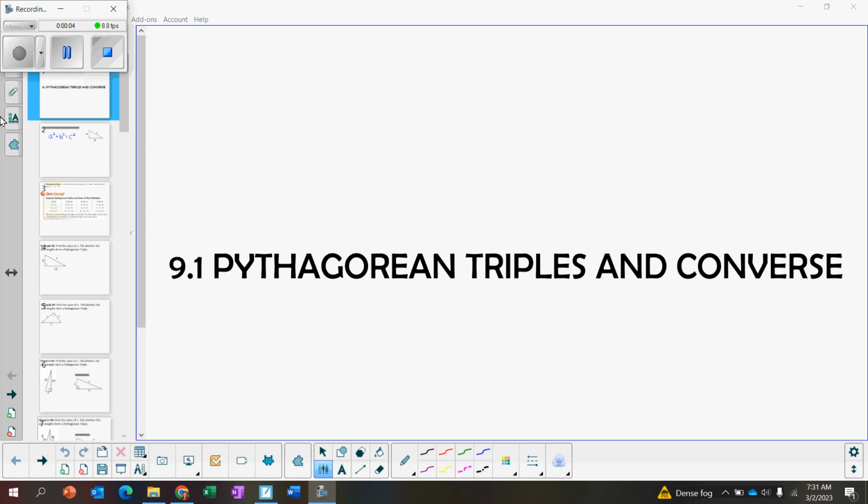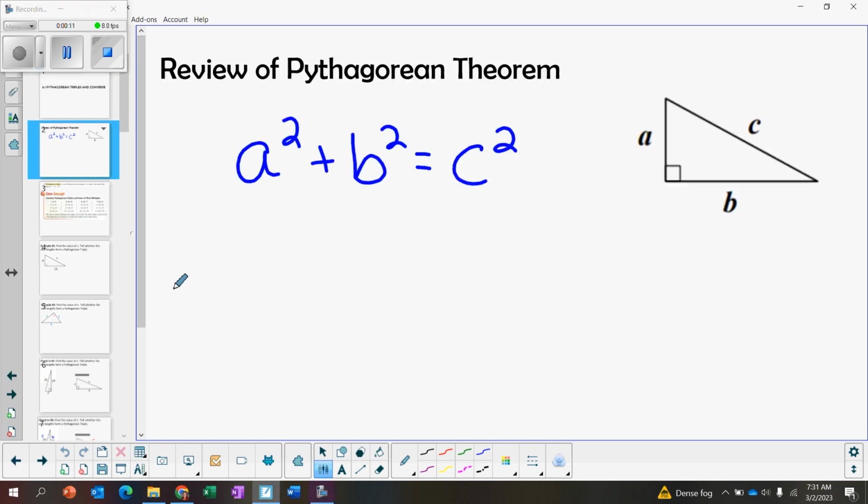This is section 9.1, the Pythagorean triples and the converse of the Pythagorean theorem. We've already discussed the Pythagorean theorem, so let's talk about it again. When we have a right triangle, we can label the sides A, B, and C, as long as C is the hypotenuse, and A and B are the legs. And A squared plus B squared will equal C squared.